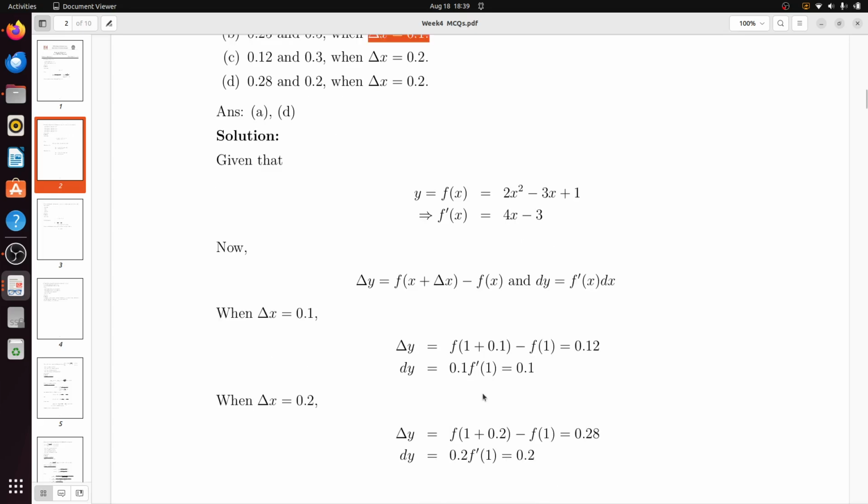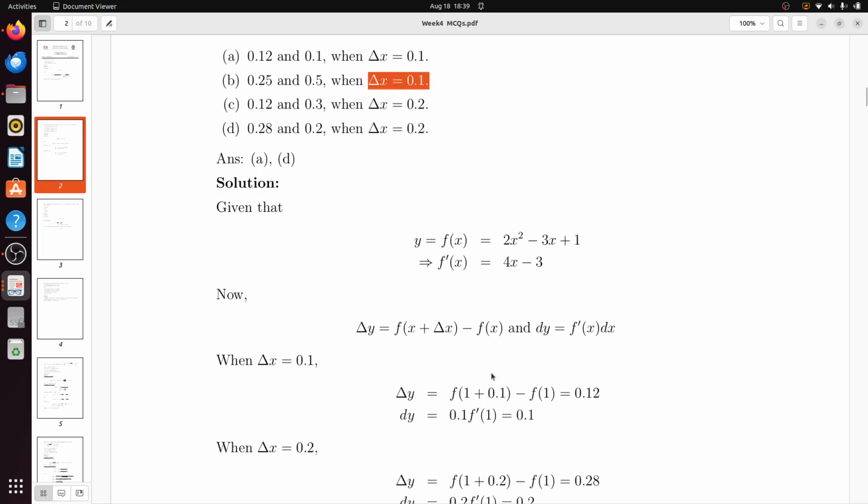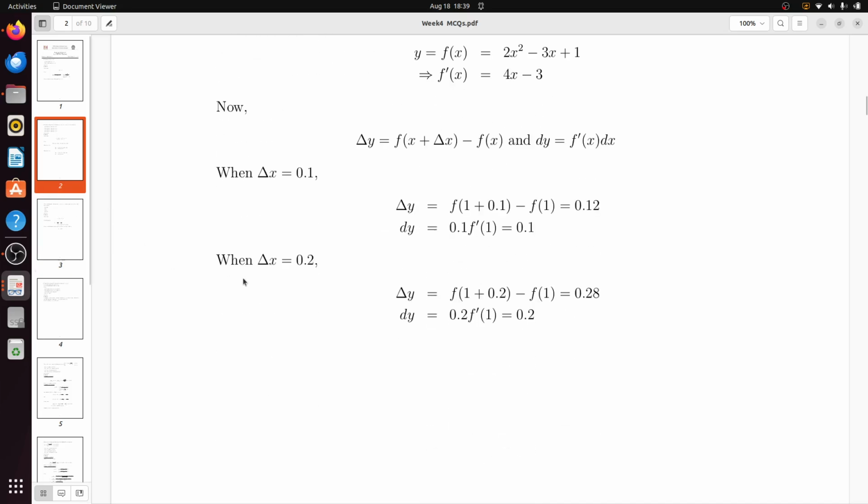So that is what you are getting: for delta x equal to 0.1, you are getting delta y to be 0.12, and dy equal to 0.1. So which one is correct? The first one is correct, right? So for the delta x equal to 0.1 case, the first one is correct. Now proceed for delta x equal to 0.2.